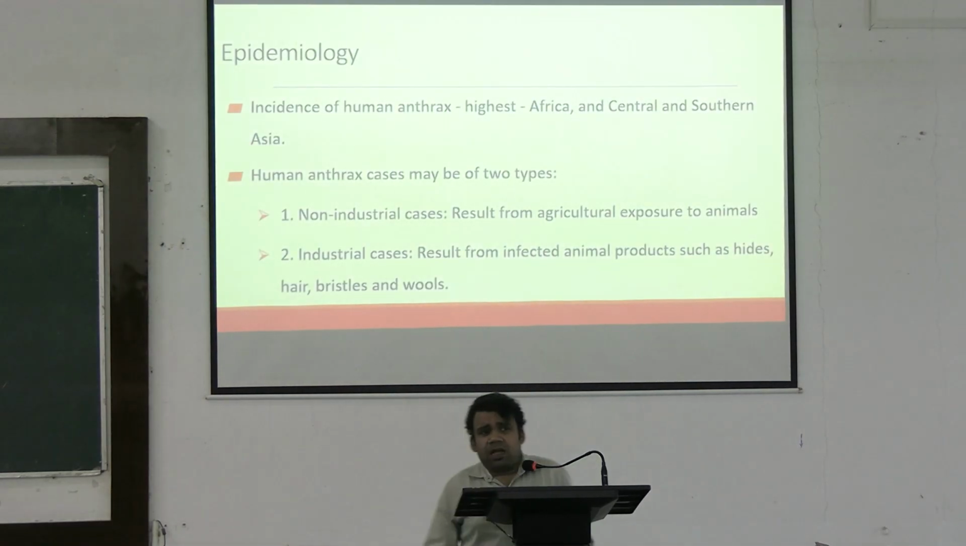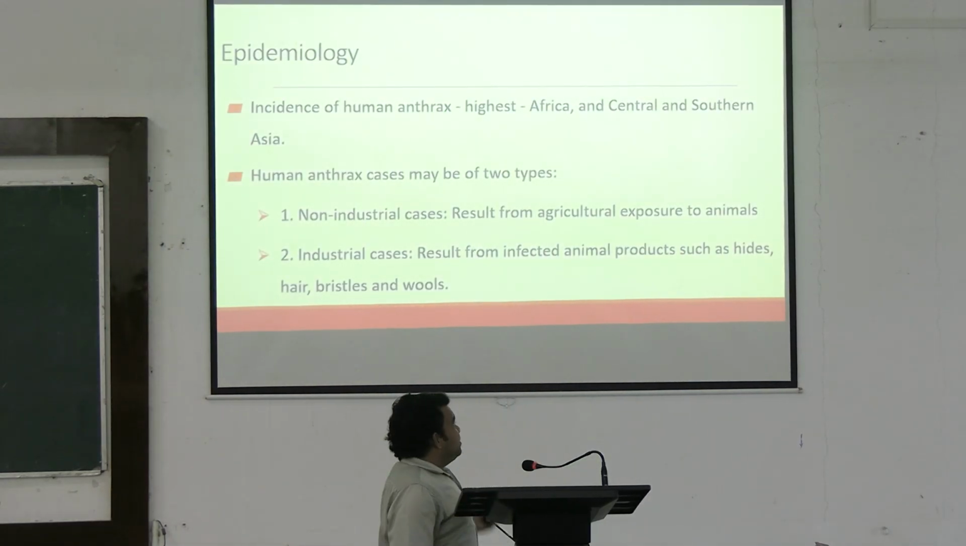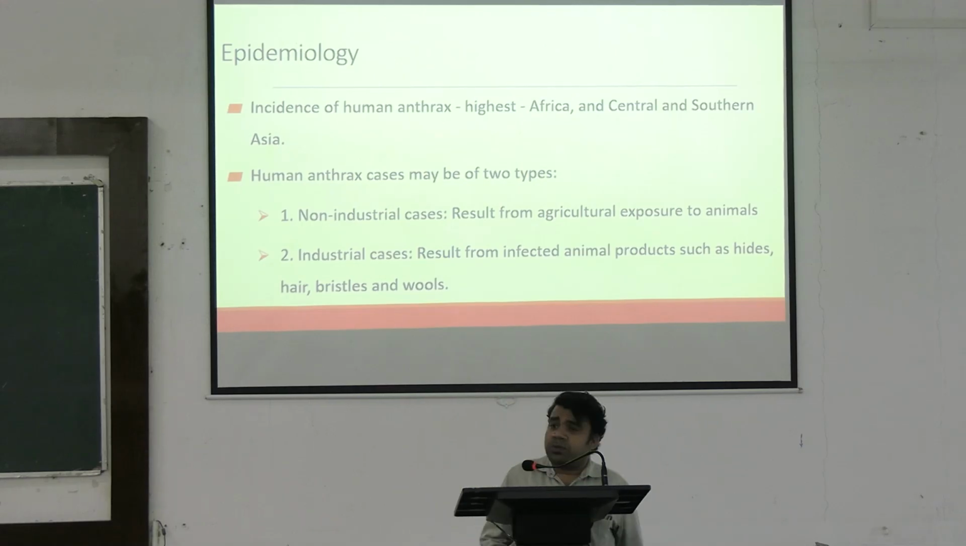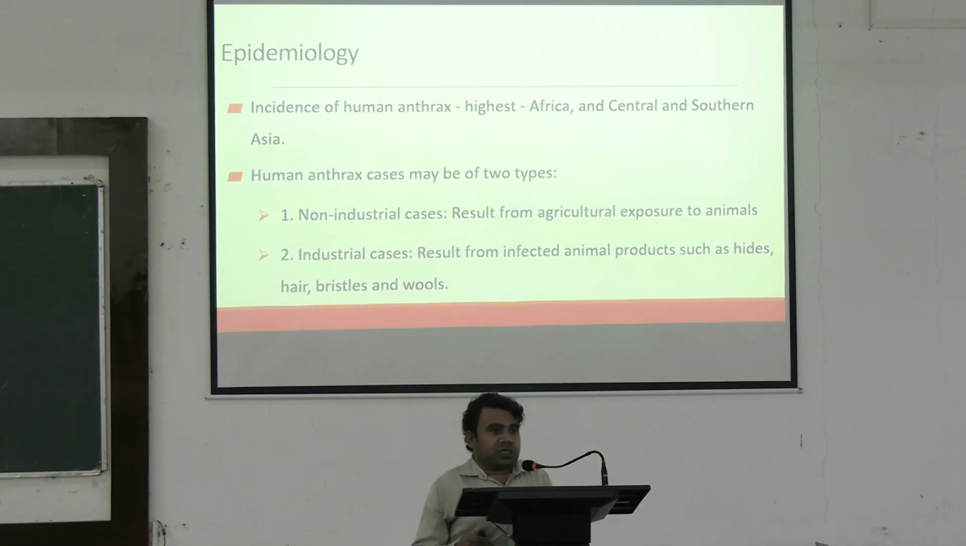Okay. Now, epidemiologically speaking, this disease is more commonly seen in Africa, Central and South America, but even in India it is seen because you have to remember India is still an agrarian economy with a huge number of people actually involved in animal rearing and animal products. So again, we can differentiate these cases into two types: an industrial case or a non-industrial case.